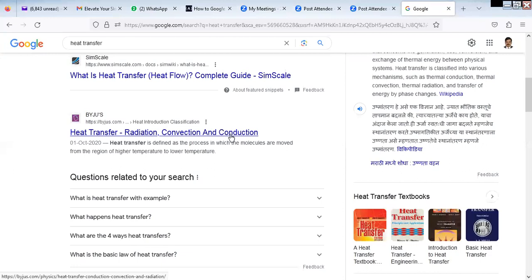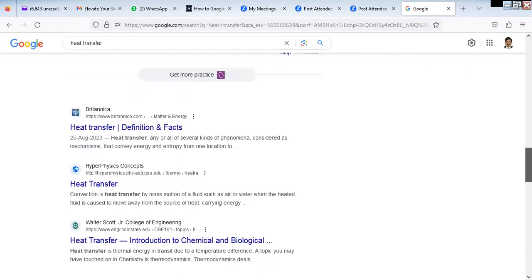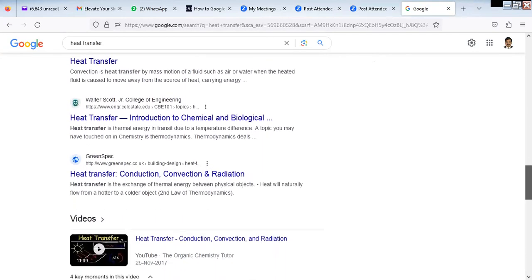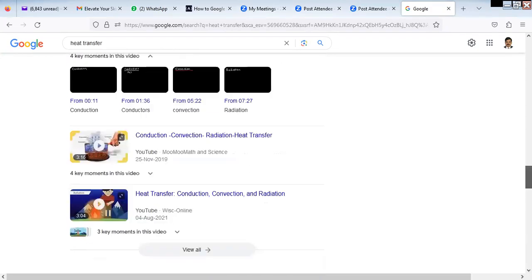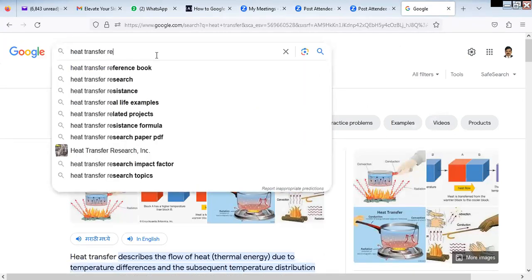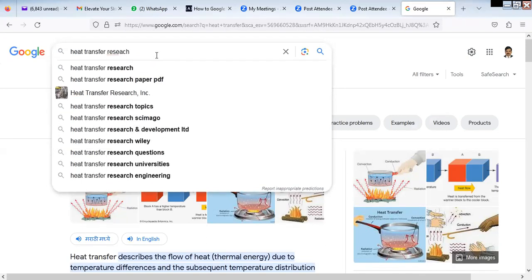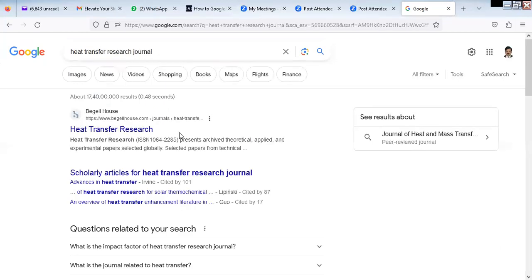It is even included in schools now. Heat transfer. You can see here BYJU'S. Yeah, it is very elementary level. Then comes the Britannica definition. This will not give me the paper. So what I have to do is, if I write research journal, okay, correct, now you can get heat transfer research.